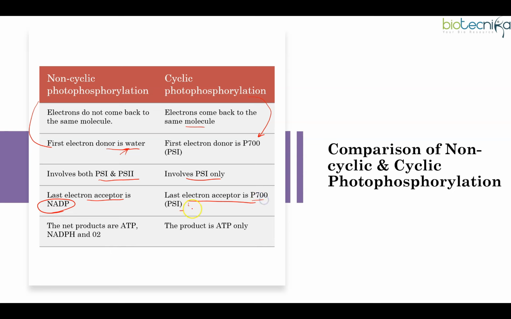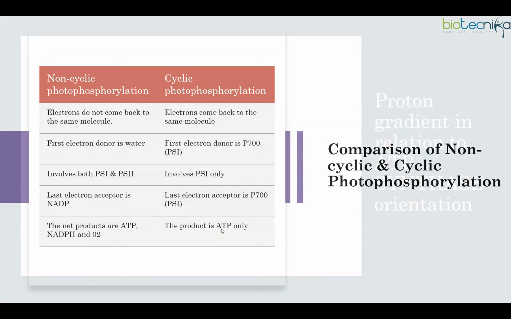So the last electron acceptor is again P700, which is PS1. The net products are ATP, NADPH and oxygen. But in cyclic, as I said, NADPH will not be produced, and since we do not have photolysis of water in cyclic, oxygen is also not produced. The product will be only ATP, right?